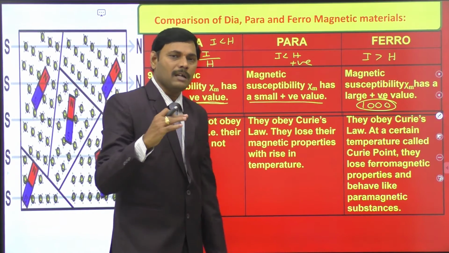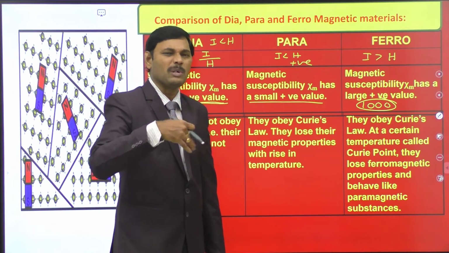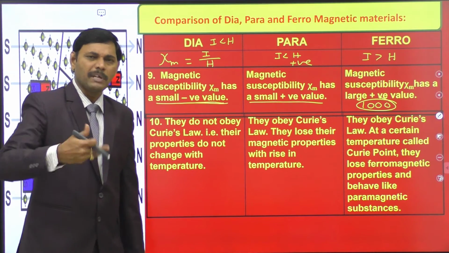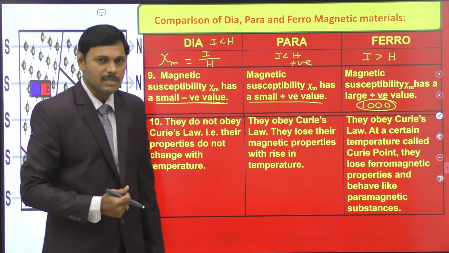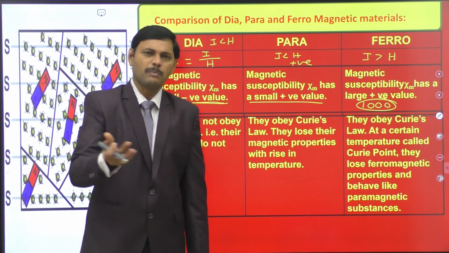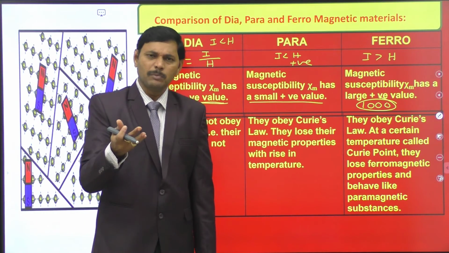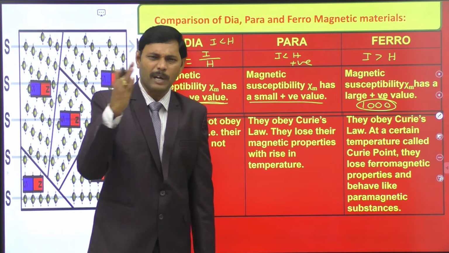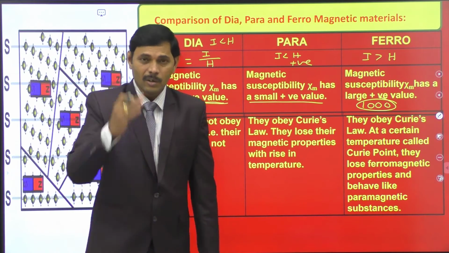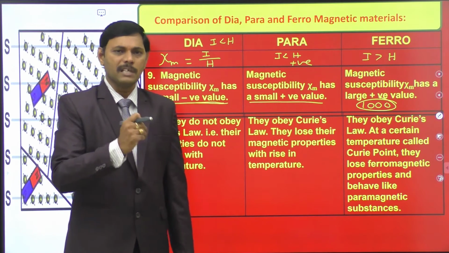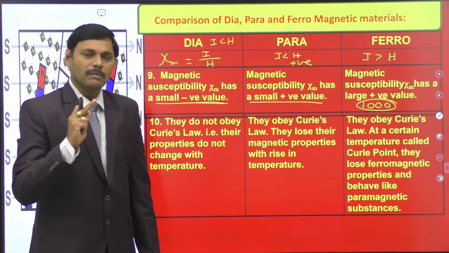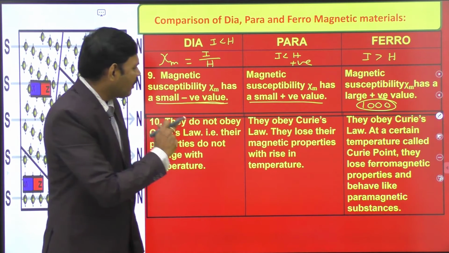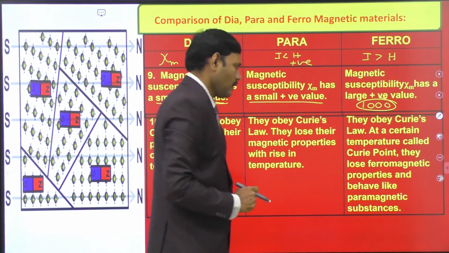So in Curie's law, there is an inversely proportional relation between susceptibility and temperature. As the temperature of paramagnetic substances goes on increasing, the susceptibility, which is a numerical value that shows the magnetic property, decreases. So the magnetic property of paramagnetic substances goes on decreasing with rising temperature. That property clearly follows Curie's law. This is Curie's law, clearly followed by paramagnetic substances.